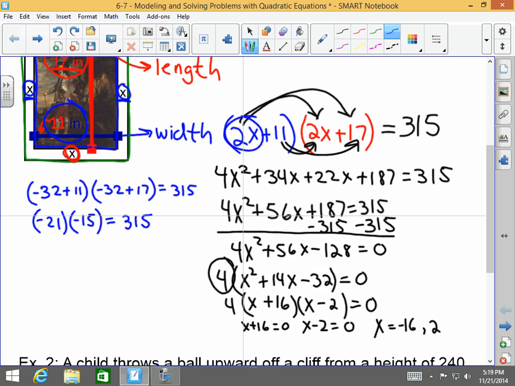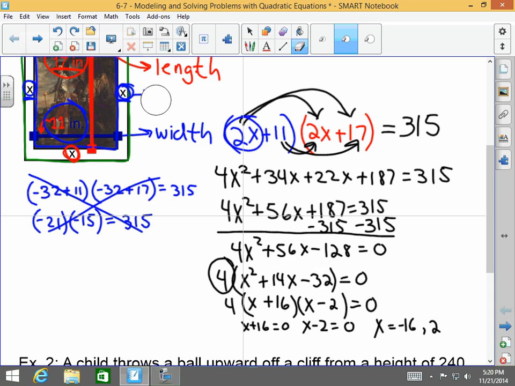However, here's the situation. I did this because I know a lot of you were going to plug it in and say, oh, but it's 315. Yes, it does work. However, can I have an x that is negative 16 inches? No, I cannot. So negative 16 cannot work, even though if I plug it back in, if this was a theoretical problem, it would work. But since it's not theoretical, I'm working with real wood, I cannot have a negative 16-inch frame.